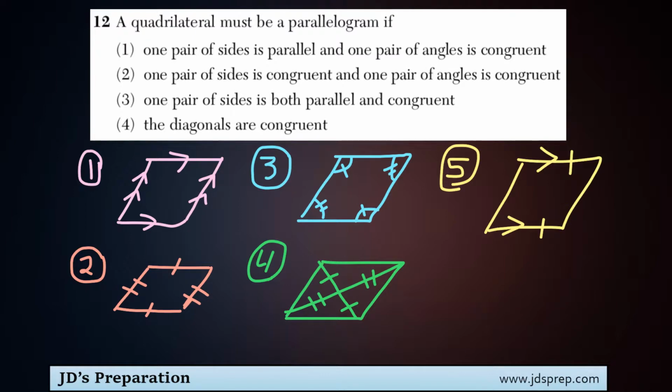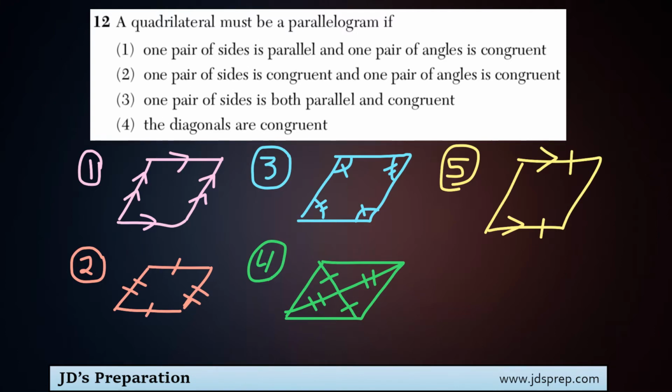parallelogram. The fourth one is if the diagonals of a quadrilateral bisect each other, you have a parallelogram. And finally, the fifth and final way is if one pair of opposite sides is both parallel and congruent, then you have a parallelogram. And that's actually the one proof that is one of these options here.